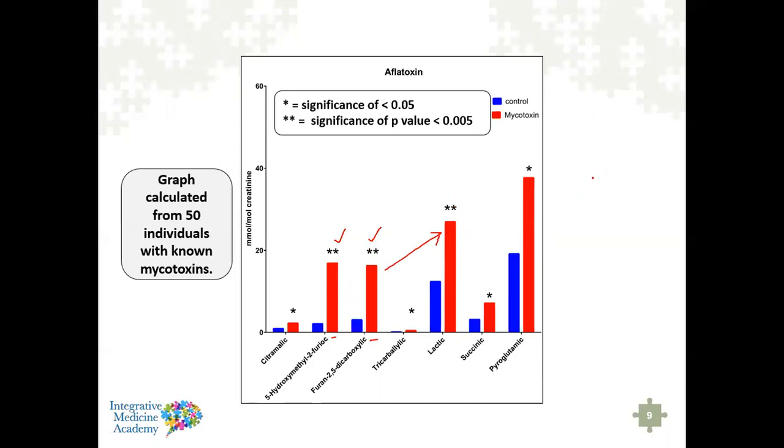Now, because of the presence of mold, we might also get elevations of pyroglutamic. And if you remember, pyroglutamic is linked to glutathione status. So as we get an increase of pyroglutamic, that is representative of a decrease of glutathione.